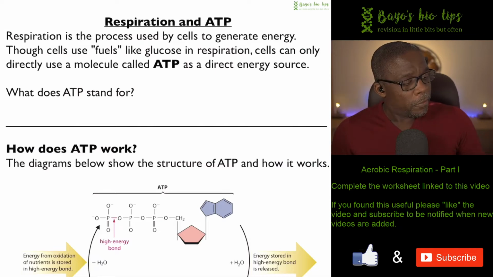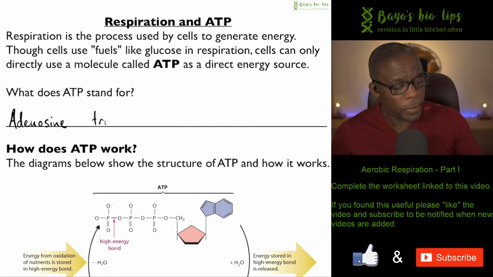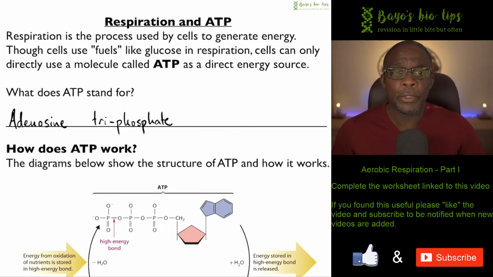Okay, so on the first page of the worksheet, which you have a link to in the description below, we start off by talking about what ATP is. So ATP is short for a longer name, which is adenosine triphosphate. Okay, so that's what ATP stands for.